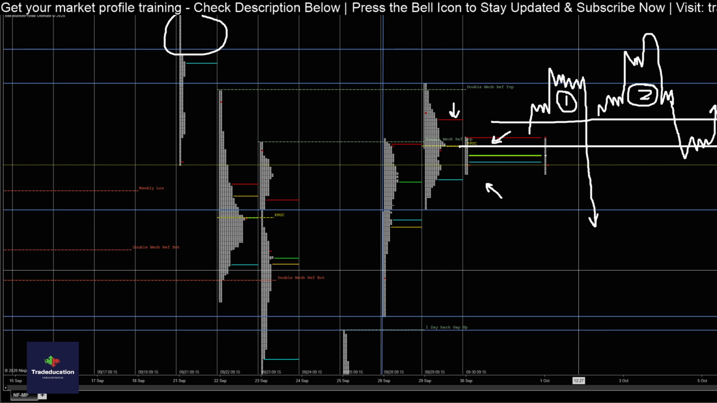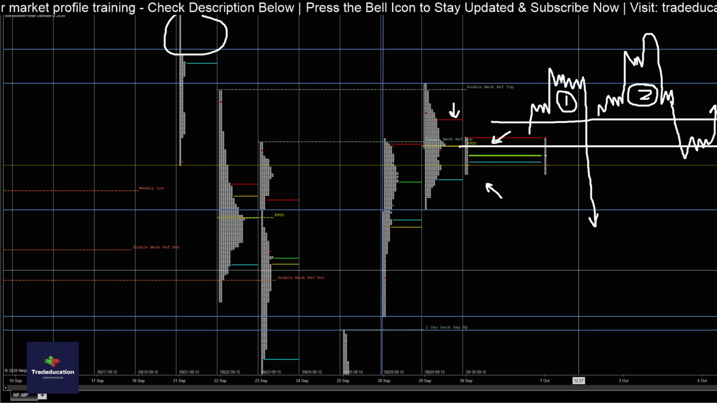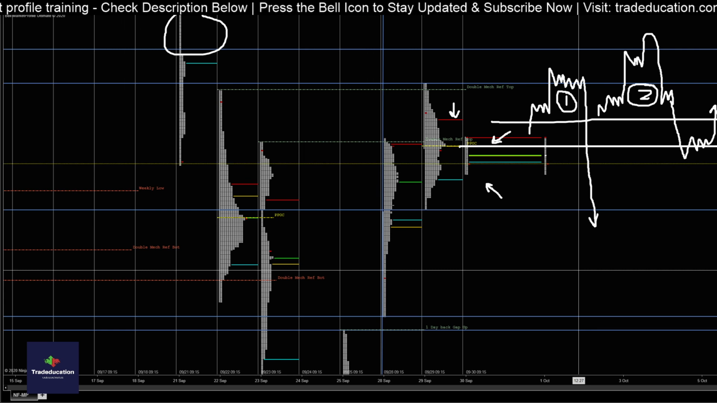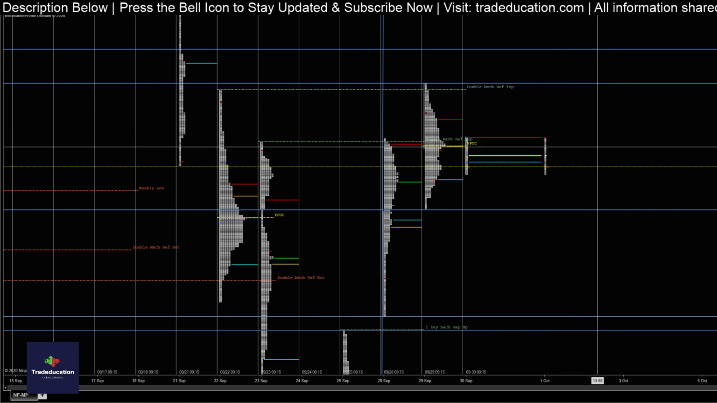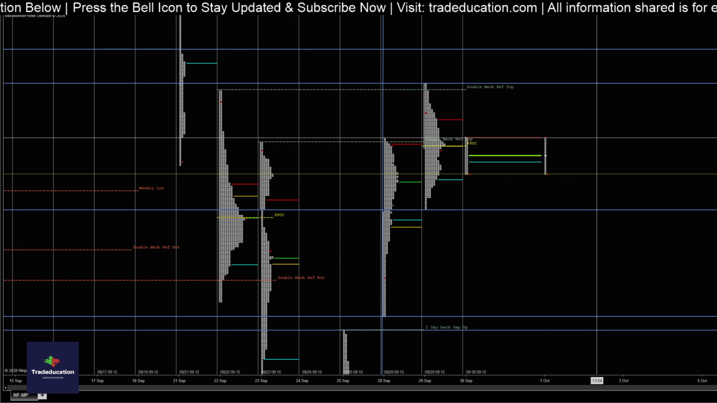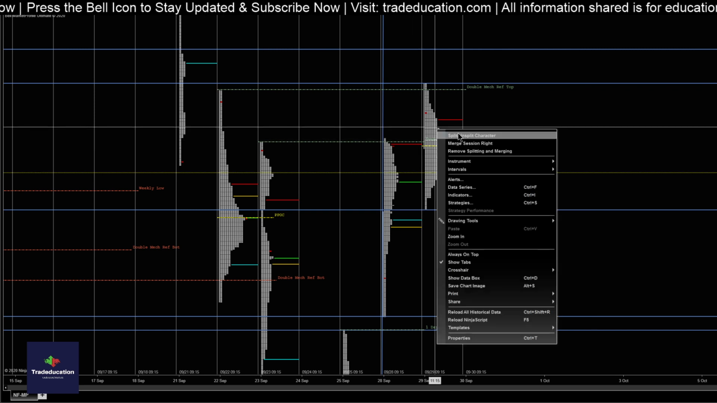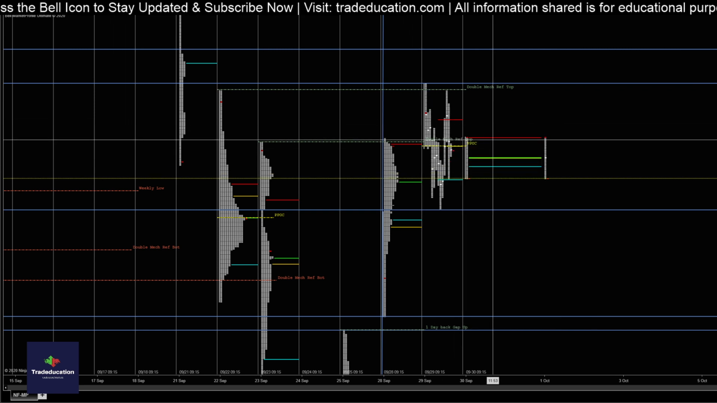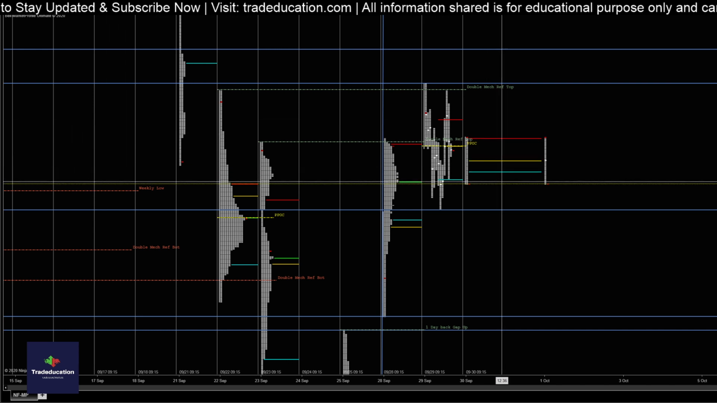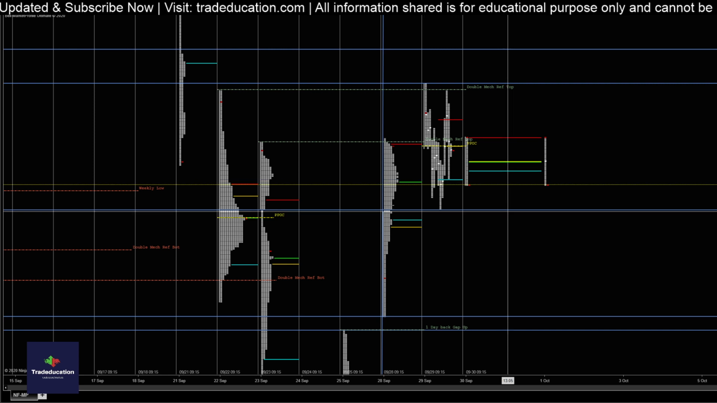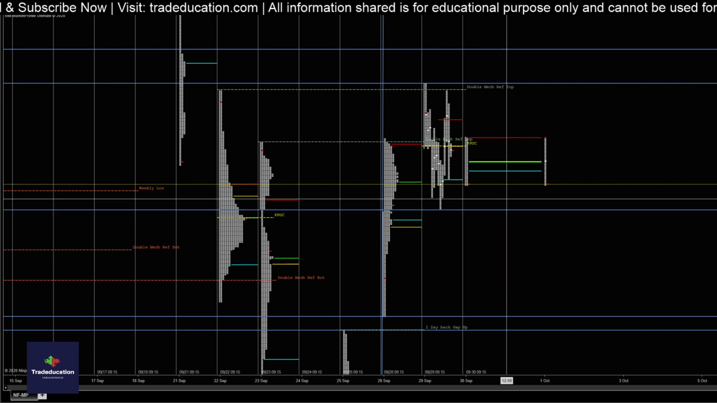Okay, so the auction has opened around the peacock. So let me now delete all the references. Auction has opened around the peacock. Let me just split this. So this half back is clear. There is one more half back here, which is getting cleared. Now I'm expecting the low to get tagged.